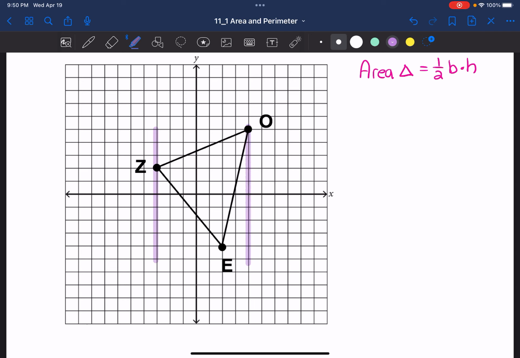Then on top, I'm only going to go as high as O is, because that's my highest point there. And on the bottom, I'm only going to go as low as E is, because that's my bottom point. I'm going to go ahead and just erase any extra. Okay, so what I did was I drew a box around ZOEY so that each of the vertices is on the box. There's no extra space.